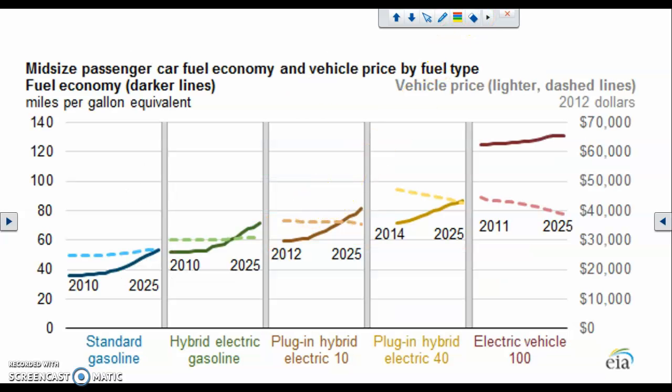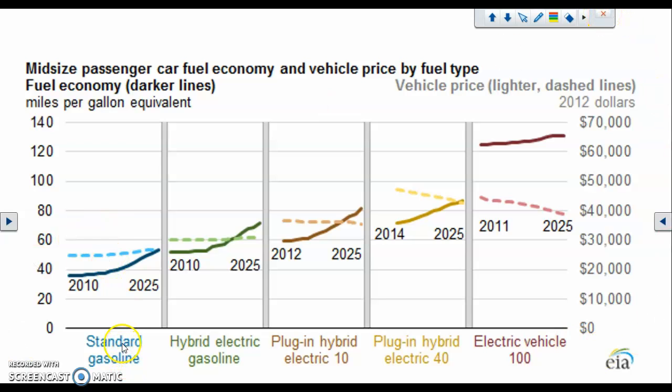So another economics topic. Now we're going to be talking about fuel efficiency in terms of vehicles here. So we have 2010 and 2025. This is forecasted. So the solid lines are miles per gallon. These solid lines are based on the left y-axis, which is in miles per gallon, and the dotted lines are based upon the numbers on the right y-axis.